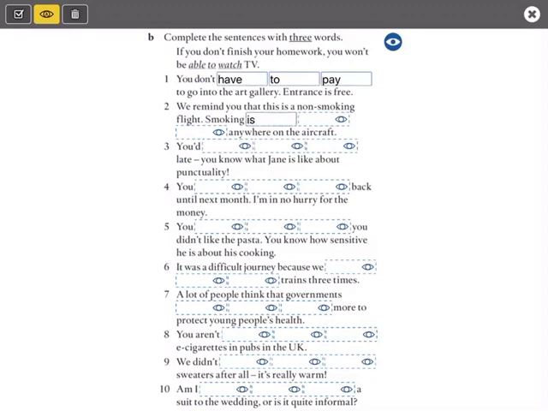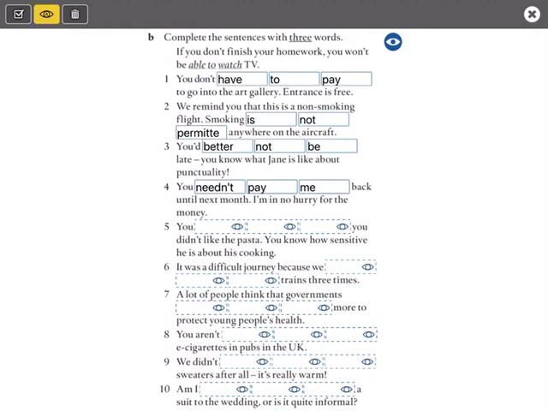Smoking is not permitted anywhere on the aircraft. Number 3, you'd better not be late. You know what Jane is like about punctuality. What about number 4? You needn't pay me back until next month. I'm in no hurry for the money.